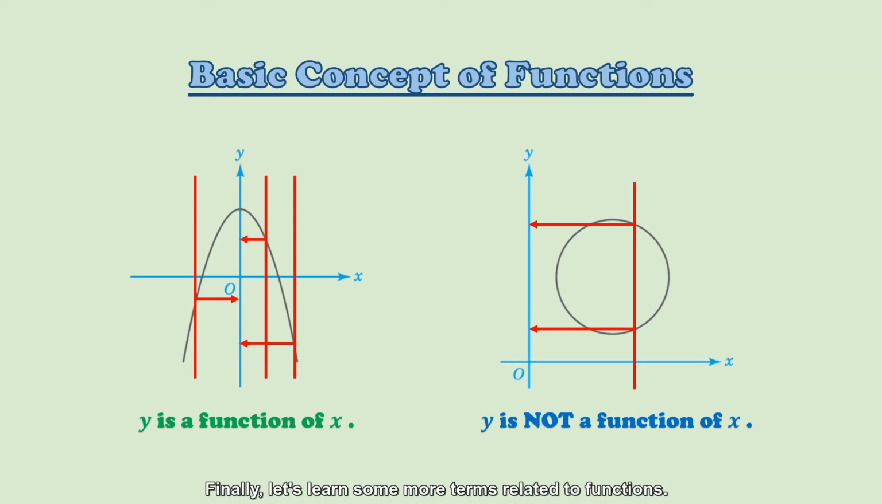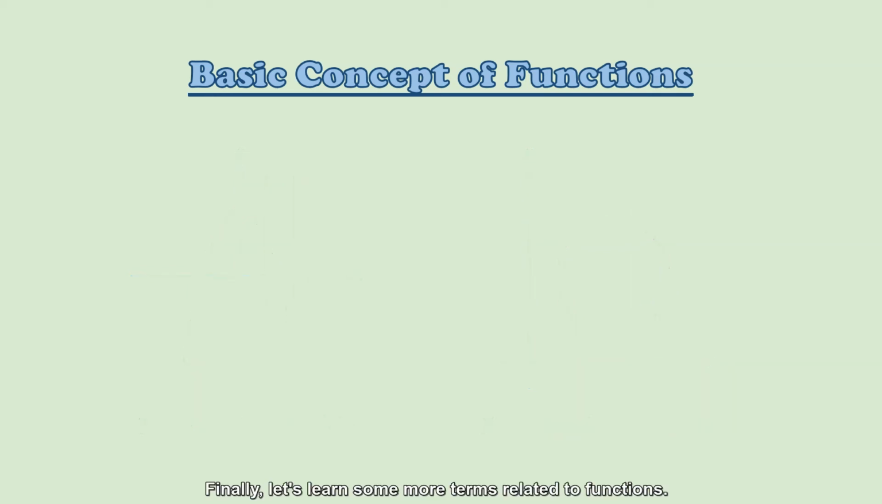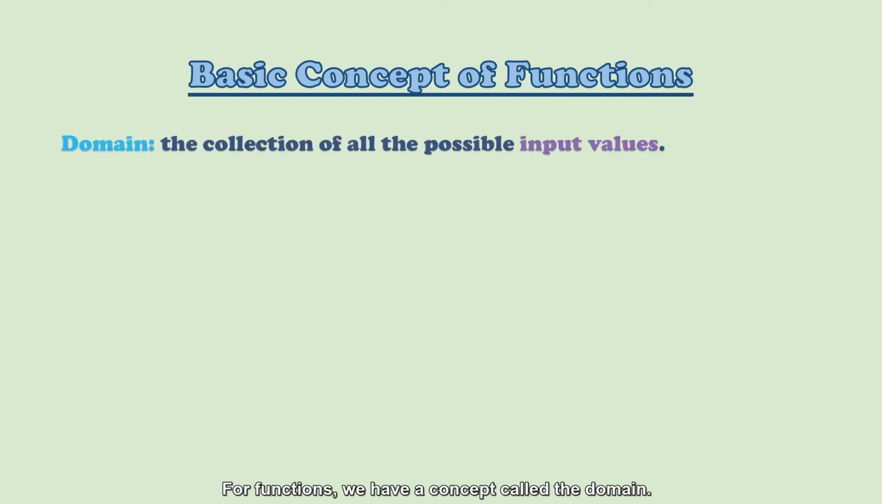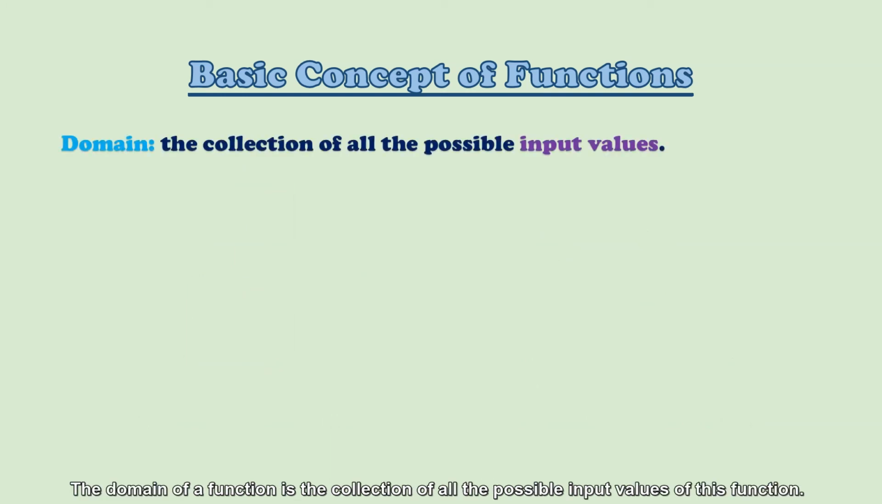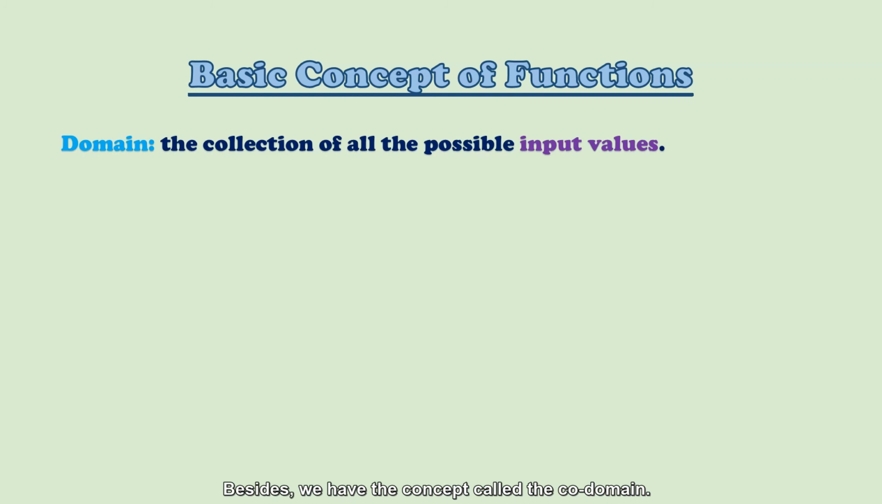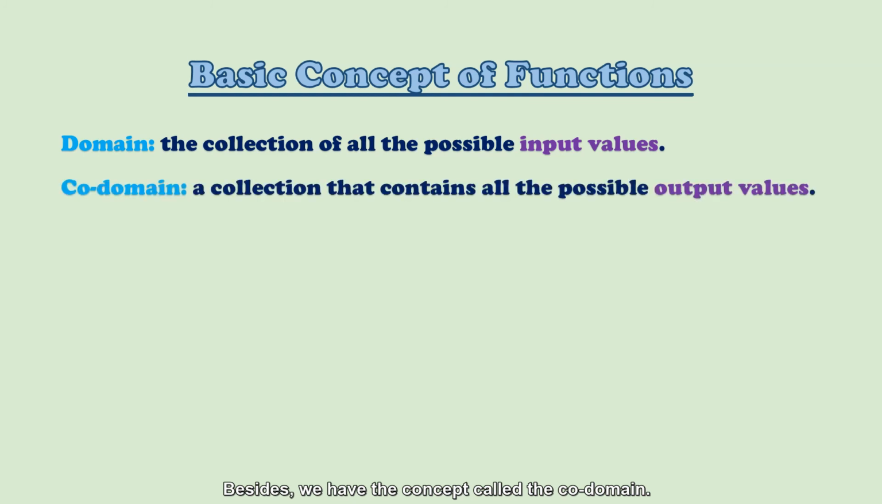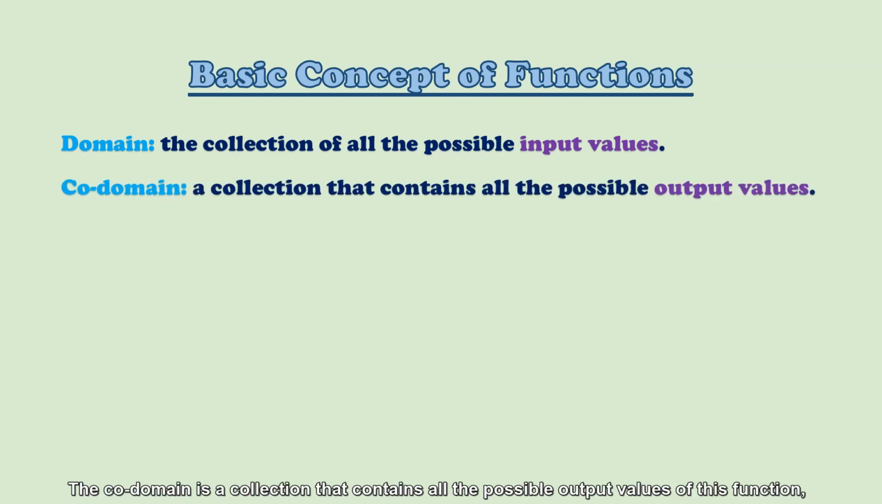Finally, let's learn some more terms related to functions. For functions, we have a concept called the domain. The domain of a function is the collection of all the possible input values of this function. Besides, we have the concept called the codomain. The codomain is a collection that contains all the possible output values of this function.